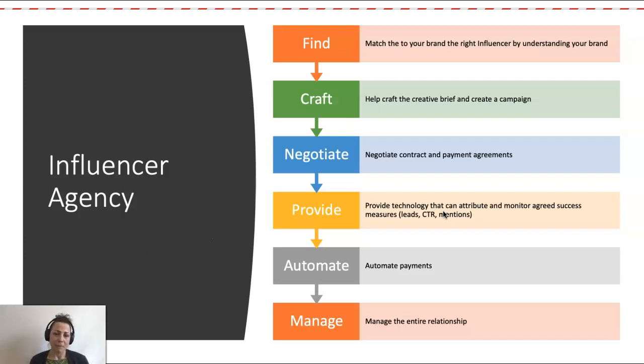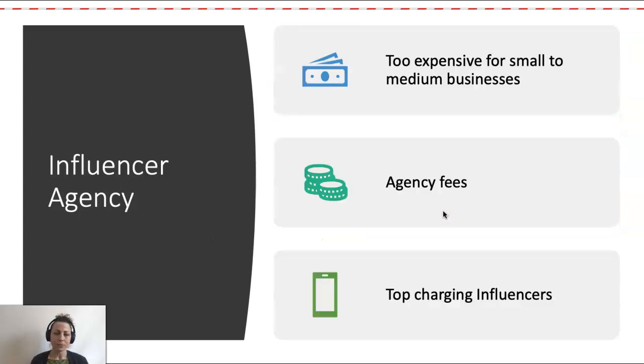They'll also help to automate payments, so by taking a fee from you, they will be able to pay the influencer so you won't have to pay them directly. They take care of all the payment side of things as well. And overall, they just help to manage the relationship, so you won't have to speak directly with the influencer. They will manage the relationship. They'll ensure that the influencer is keeping up and producing the content that they have promised to produce and help to communicate to you the success of the campaign.